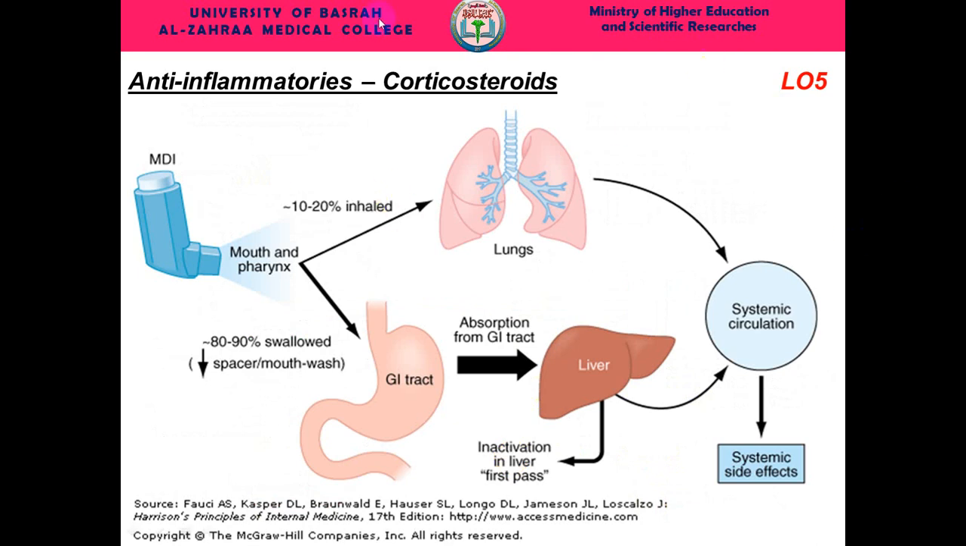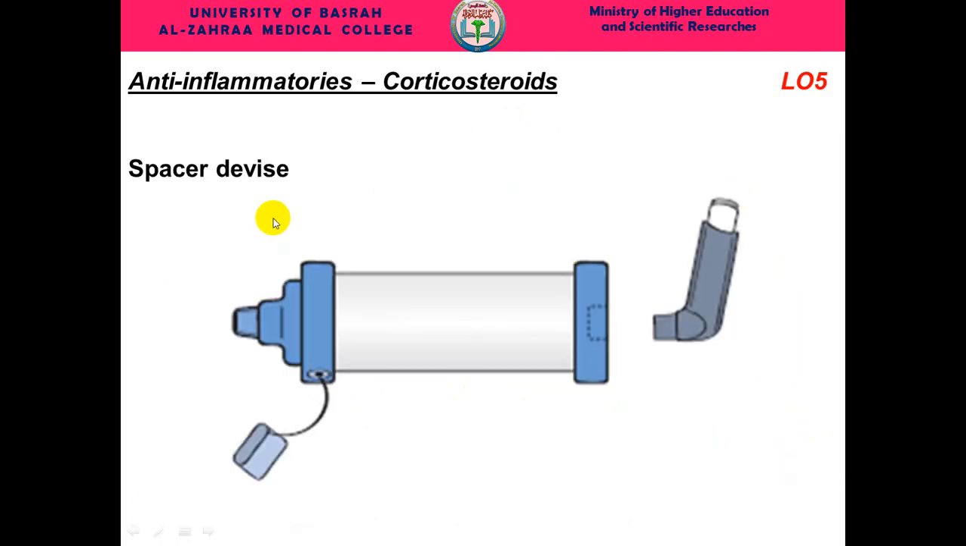And like the story with the beta-2 agonists, the inhaled corticosteroid likewise will mainly be swallowed and go to the gastrointestinal tract, and it will end up with the systemic side effects. Therefore, we might use this spacer device. So this spacer device, the idea behind it is to reduce the systemic side effect by reducing the gastrointestinal absorption. So we put the inhaler in this opening, and the patient will breathe from this side.